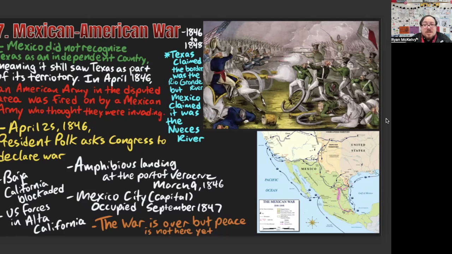We will also invade and attack Alta California. And the fighting is over in about a year and a half, mostly because of the amount of time it takes to move troops around in this time period. We're still moving by horse and by slow sailboat.